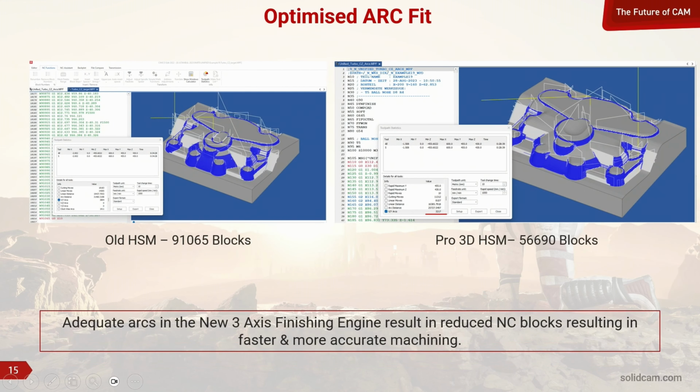Arc fitting, on the left-hand side, again, the toolpath that has approximately 91,000 blocks. Pro 3D HSM with the same arc fit tolerance generates only 51,000 blocks. So the time it takes to machine, also on the machine, is much quicker than HSM.